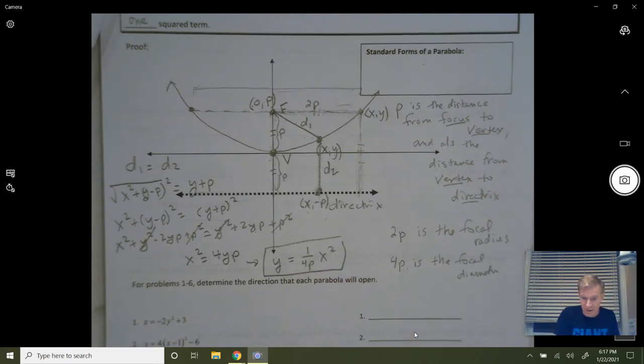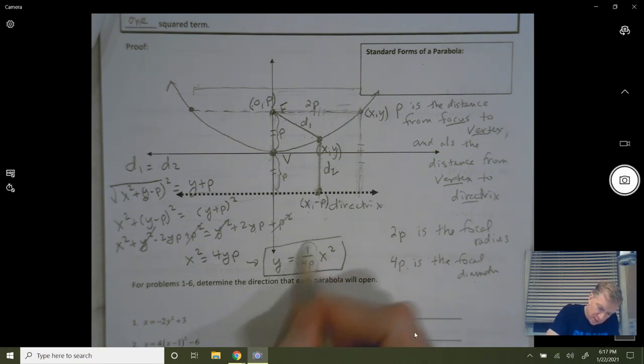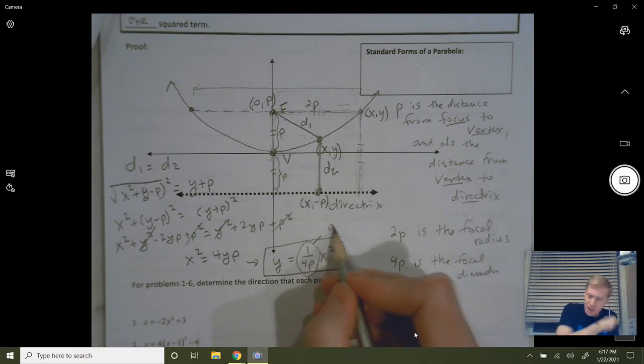Look familiar? That's your definition. That's your vertex form of a parabola with the vertex at the origin opening up as long as p is positive. And this is your a value. This thing in the past was always your a value.